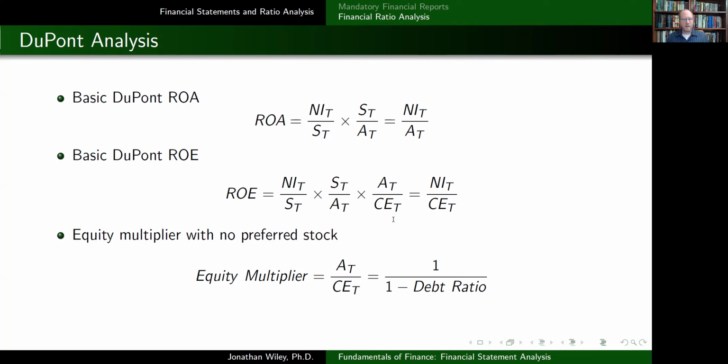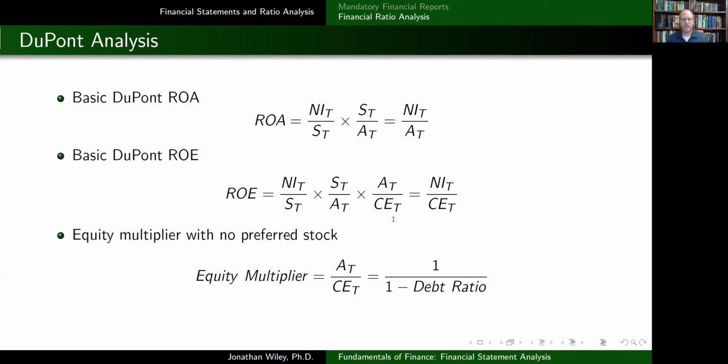Now, if I have a firm that has no preferred stock, then the equity multiplier can actually be related to one of the other ratios that I've talked about in a prior video, and that's the debt ratio. So if I express the debt ratio in decimal form, so 70% would be 0.7, then the equity multiplier is 1 over 1 minus the debt ratio. So let me give you some examples. Let's work some simple examples here.